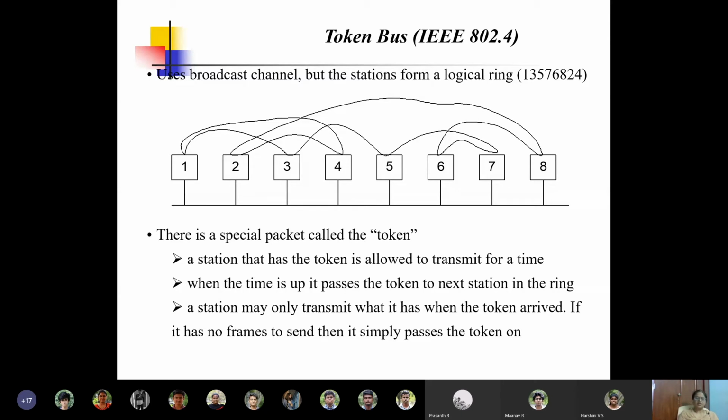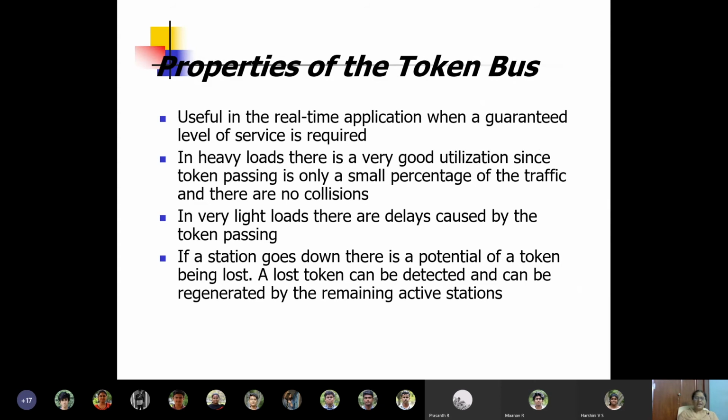This token bus technique will work well when there is heavy load. In case there are 20 systems under light load and a station has something to transmit, if it is the 20th station, it has to wait until the token is passed from station 1 to 19, even though all 19 stations don't have anything to transmit. That is the disadvantage of token bus.